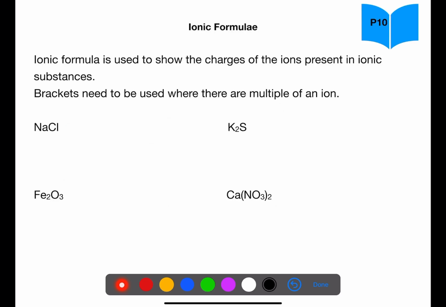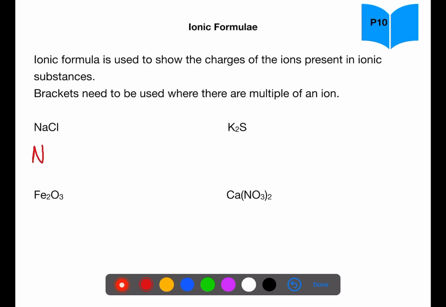Let's look now at ionic formulae. This is used to show the charges of ions present in ionic substances. Brackets need to be used where there are multiples of an ion. To work this out, you need to know that metals form positive ions and non-metals form negative ions. The charge is equal to that of the valency.